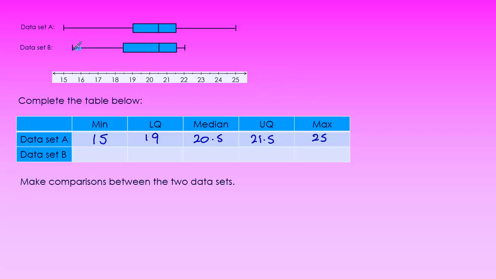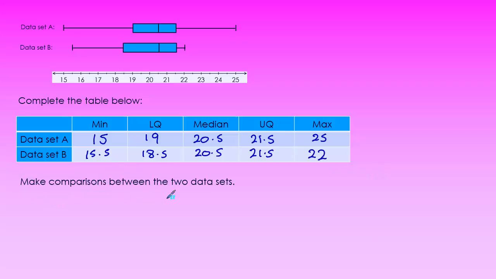If we look at dataset B, 15.5 seems to be the minimum. The lower quartile is at 18.5. The median is the same as the one above, so that's 20.5. The upper quartile is 21.5, and the maximum data value was at 22.